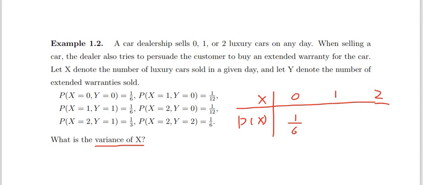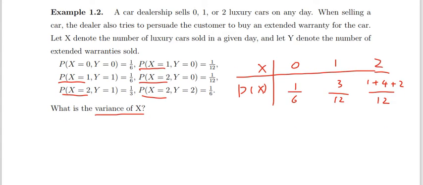Okay. Then x equal 1. So for x equal 1, we have two cases. We just put them together, so this equals 1 over 12 plus, so it should be 3 over 12, right? So x equal 2. We have these three cases: x equal 2, x equal 2, x equal 2. So this equals 12 over 6, which is 1. Okay. This is 4 and 2, right? So the distribution for x is just like that.